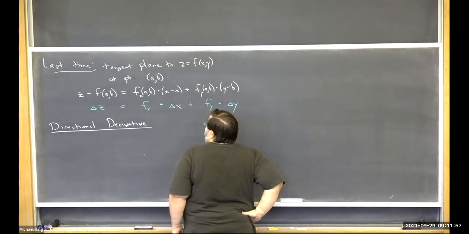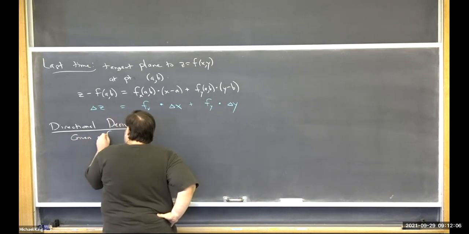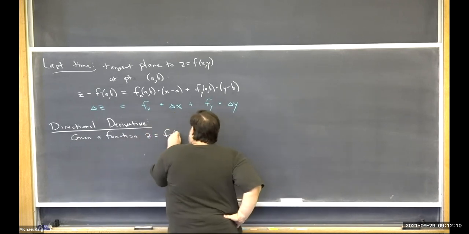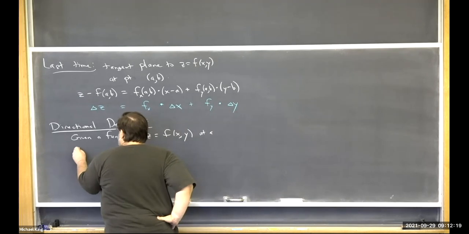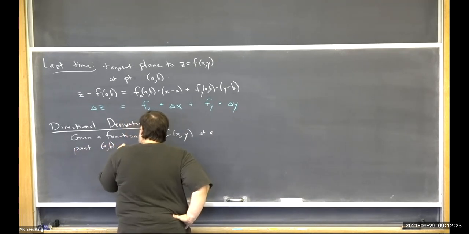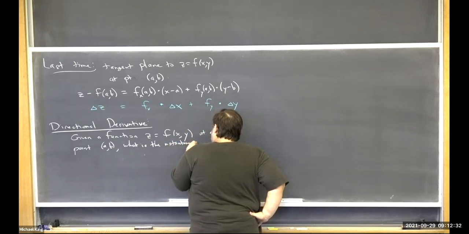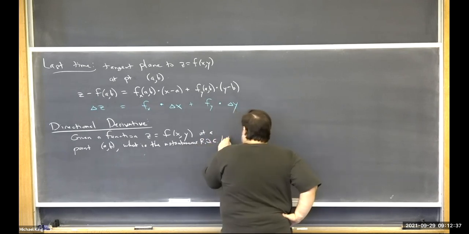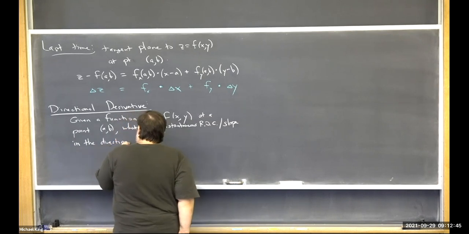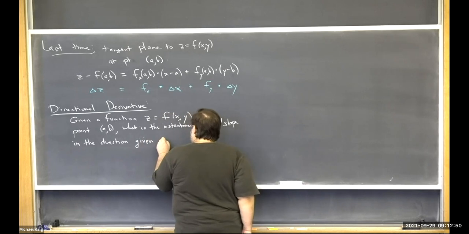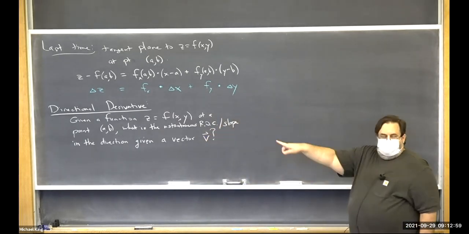So the data that you need is, given a function, and we'll almost immediately do an example, at a point a comma b, what is the instantaneous rate of change, slash slope, in the direction given by, we're going to eventually make this a unit vector, but for ease, for now, let's just say a general vector. So we want to leave our point going in some direction.